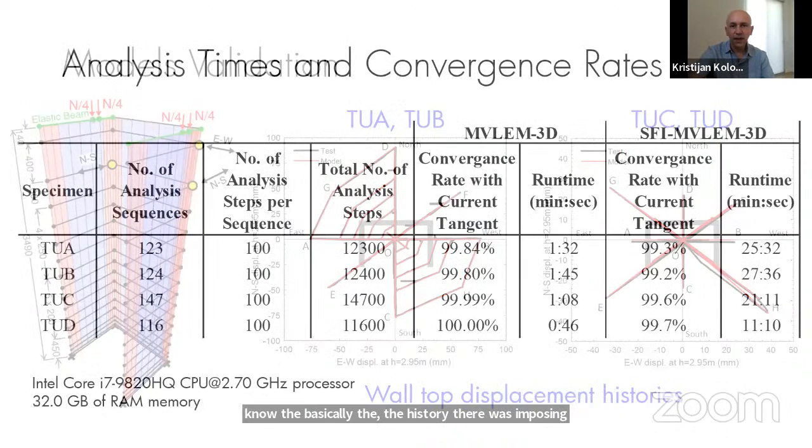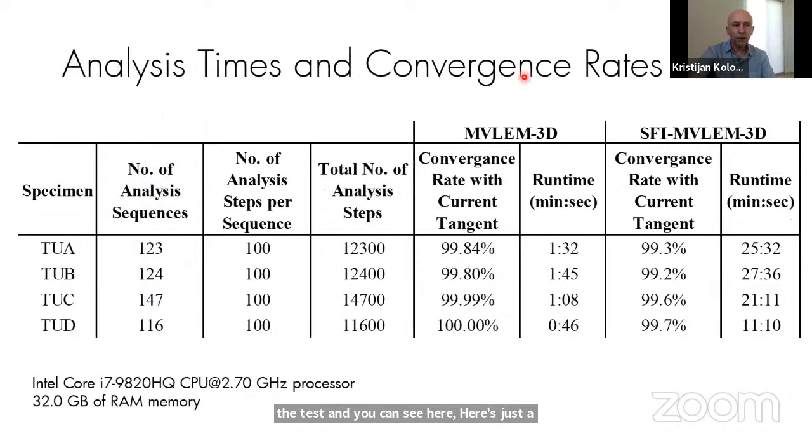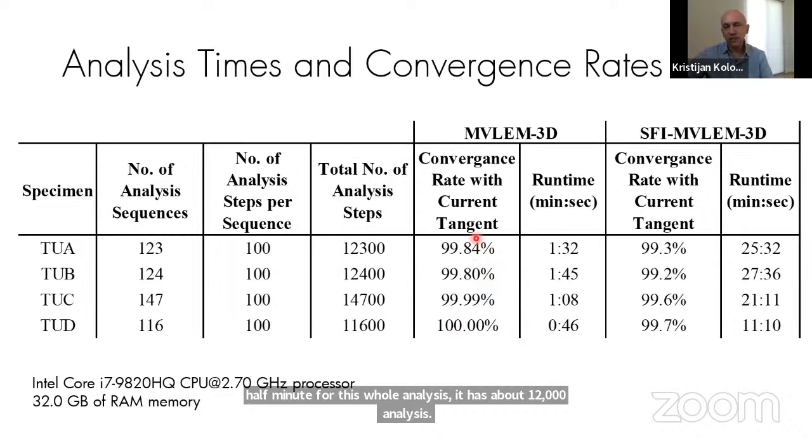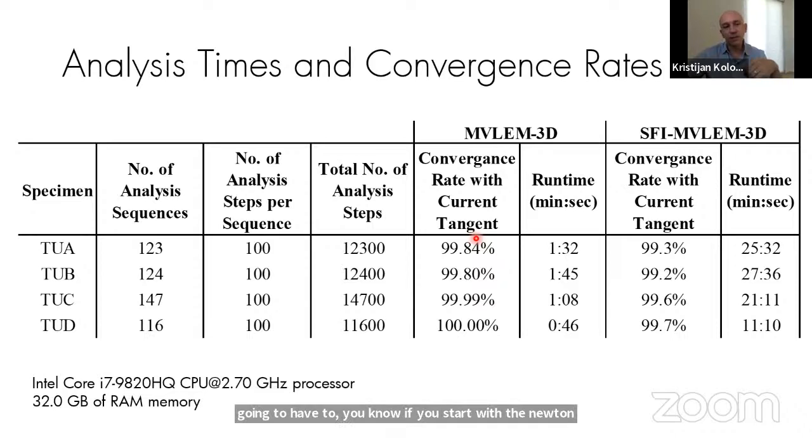as you can see here. Here's just a comparison between analysis times and convergence for the MVLEM and SFI-MVLEM. As you can see, MVLEM is really fast. It's about 1.5 minutes for this whole analysis. It has about 12,000 analysis steps, and it converges with a very high rate of convergence, in the sense that if you start with Newton, for example, it's not going to try to go to any alternative convergence or solution strategy.